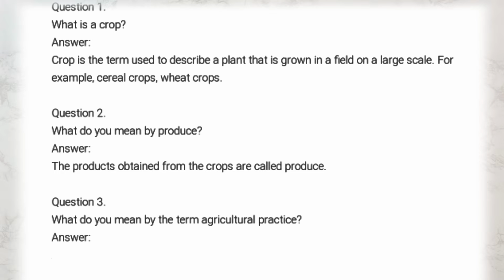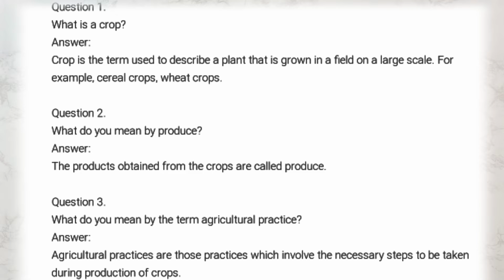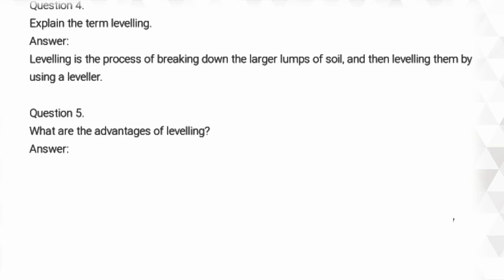Third question is, what do you mean by the term agricultural practice? And the answer is, agricultural practices are those practices which involve the necessary steps to be taken during production of crops. Fourth question is, explain the term leveling. And the answer is, leveling is the process of breaking down the larger lumps of soil and then leveling them by using a leveler.